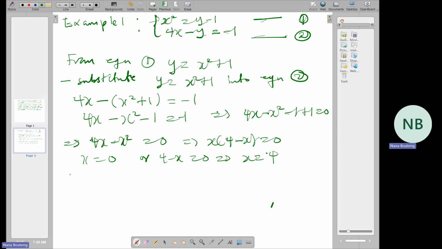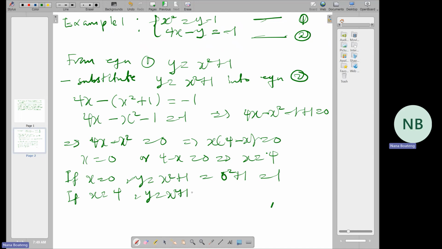If x is equal to 0, let's find the value of y. Y is equal to x squared plus 1, which becomes 0 squared plus 1, which gives us 1. And if x is equal to 4, then y is equal to x squared plus 1, which becomes 4 squared plus 1, which gives us 17.